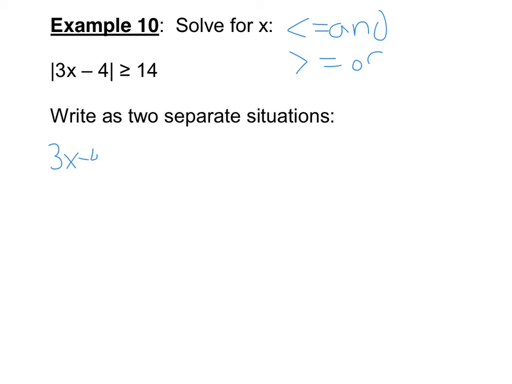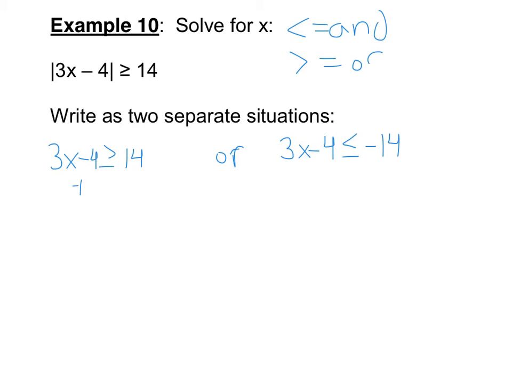3x minus 4, copy down the original. This is more like the equations one. We copy down the original. Now here's the tricky part you got to remember. Or. You still copy down this, and this does become negative 14. But what you also have to remember to do is flip the inequality. So instead of greater than, it becomes less than. Okay? But we still have the or.